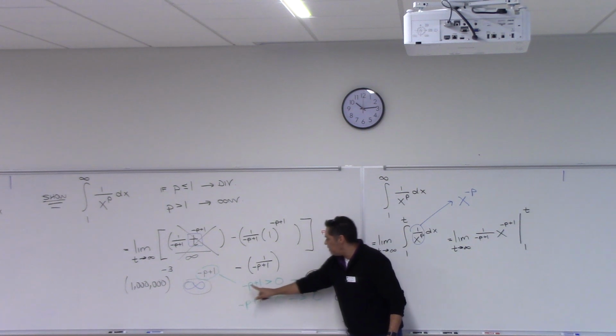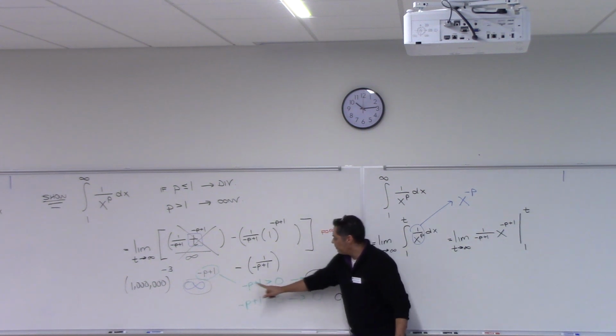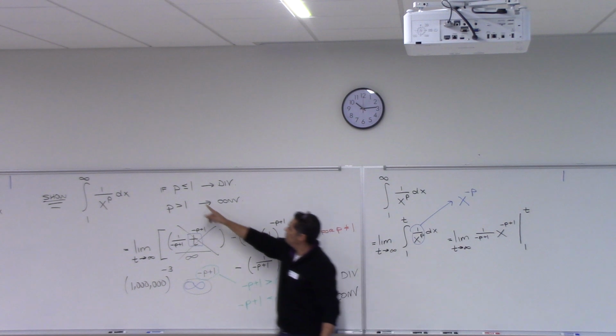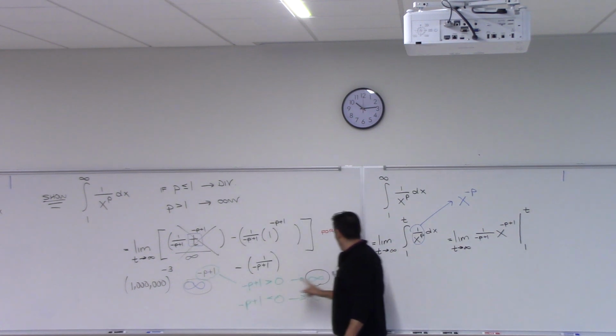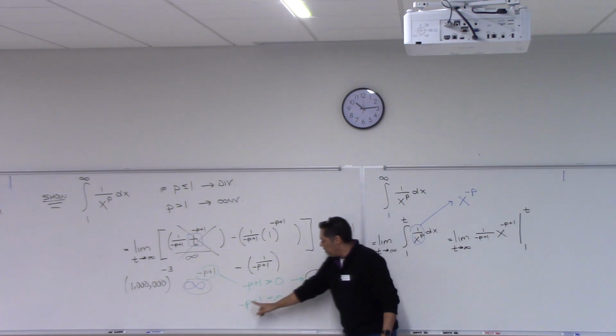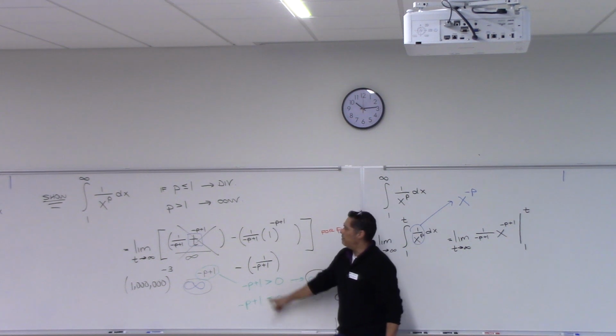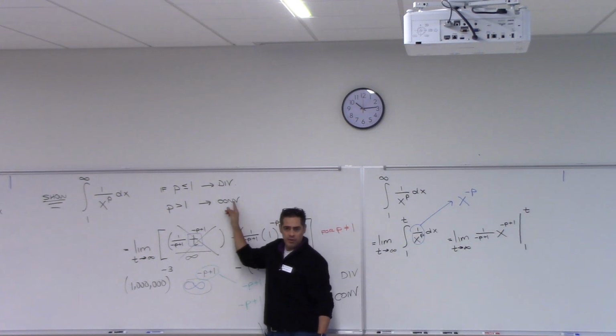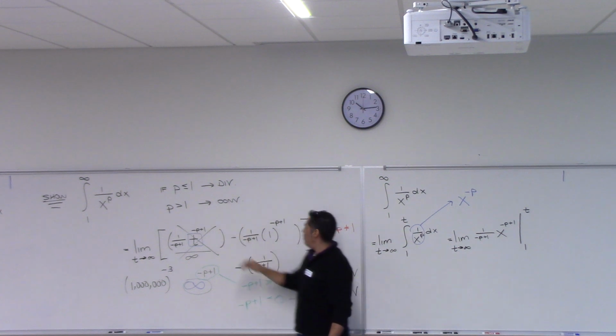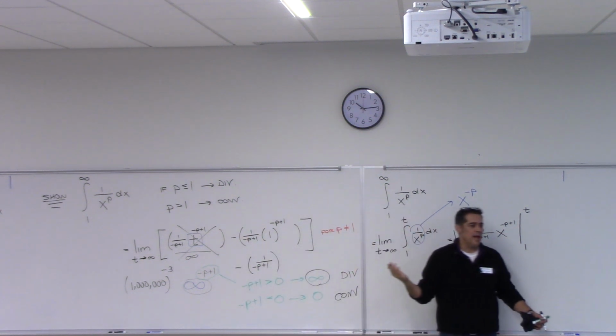Move this p, add p to both sides, and what would you get? P is less than 1, we diverge. Add p to both sides here, and you get p is greater than 1. P is greater than 1, you converge. All right? What about when p equals 1? We didn't look at that.